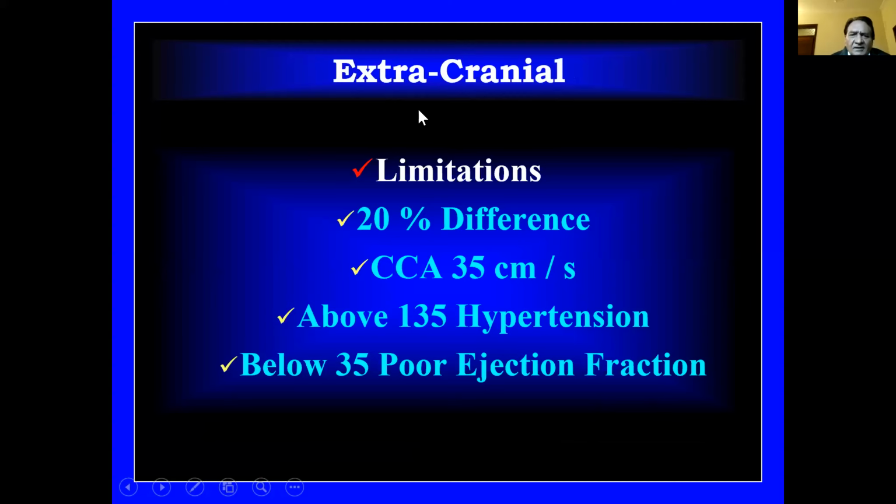So these are the limitations of neck vessel Doppler: only extracranial vessels are evaluated. 20% difference on both sides. CCA above 135 centimeters per second suggests hypertension. If the velocities are very high, you should think of hypertension. Below 35, poor ejection fraction. These are the indirect results. You can see diagnosing hypertension and also poor ejection fraction.